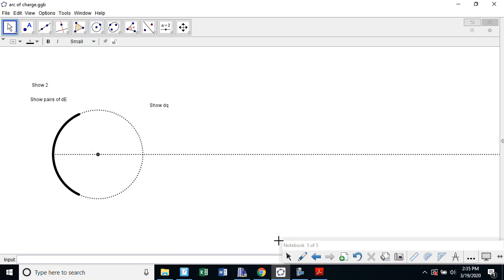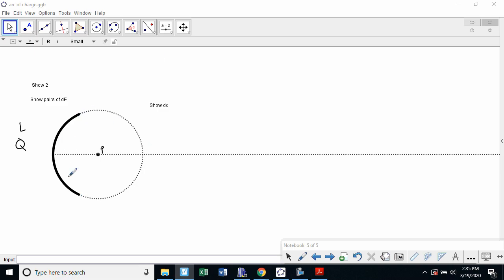All right, guys, we're going to look at the electric field at the center of an arc of charge. We'll say that arc has a length of L and a charge of capital Q, right? We're looking right here at the center, so this is our point P. What's the electric field look like due to that arc of charge?